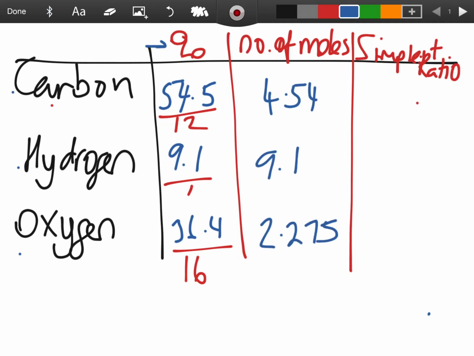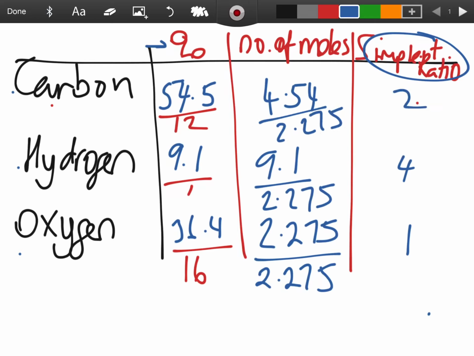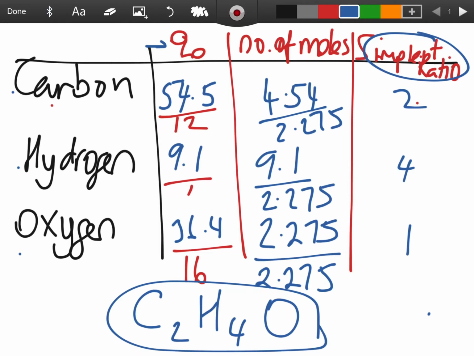Now, how do we come to try and get the simplest ratio? Then we pick the smaller number and we divide them all by the smaller number. So the smallest number is 2.275, so that's going to give us 1. When you divide this by 2.275, you get 4, and divide that by 2.275, you get 2. So that's our ratio now. So when you're writing, don't forget to write the empirical formula afterwards at the end too as your answer. So your answer is C2H4O.